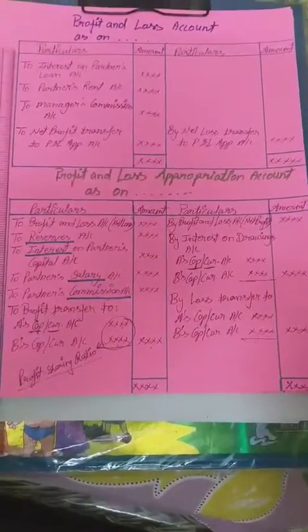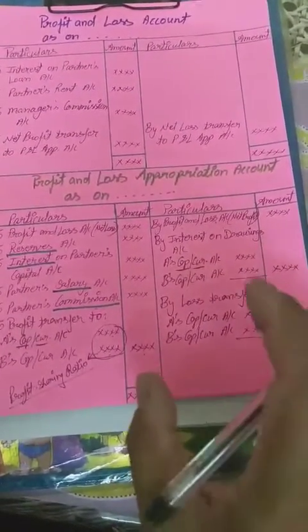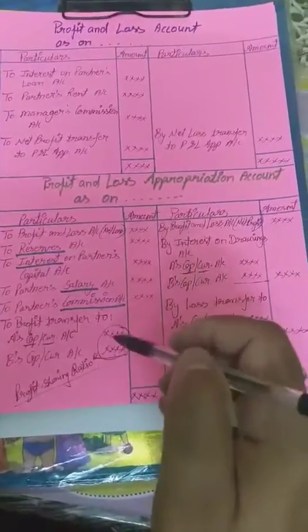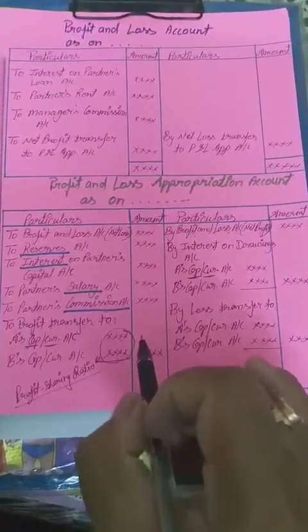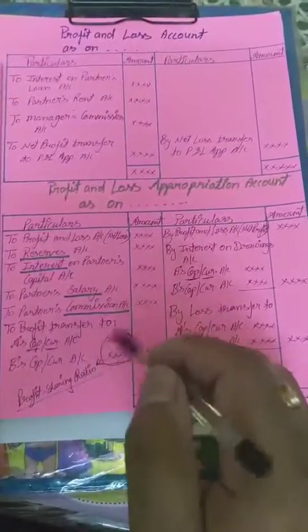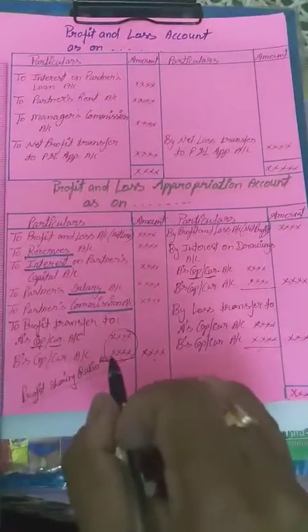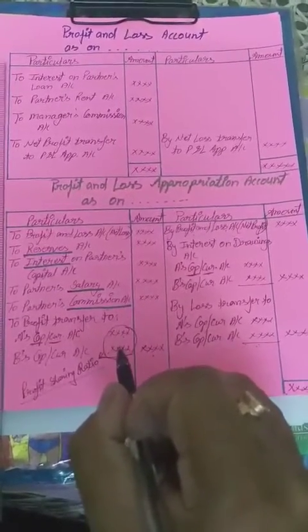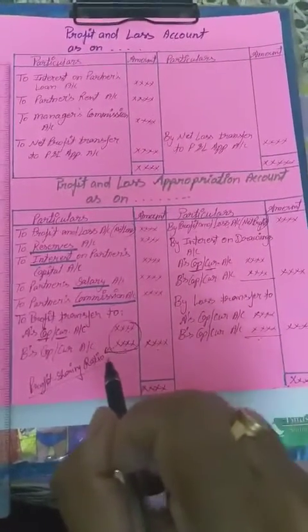Is it clear? Only this is the thing which we have to discuss and learn in partnership fundamentals. Three or four mark questions come from this topic every year, and the year before last a 6 mark question came from the profit and loss appropriation account. So this is the most important format and account in this chapter, which we have to learn and understand carefully.